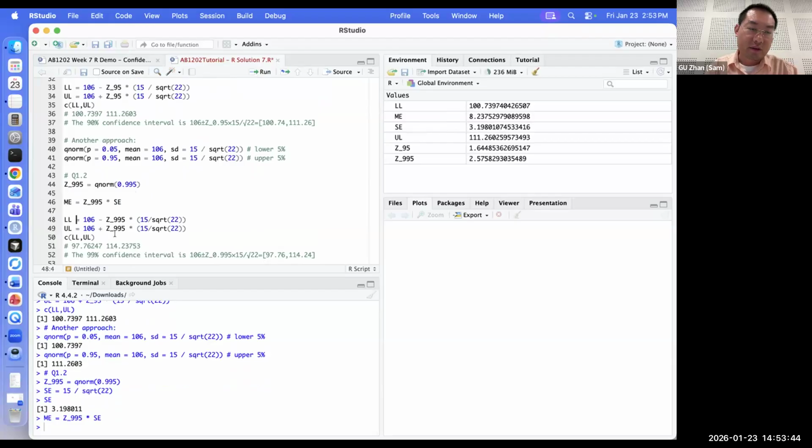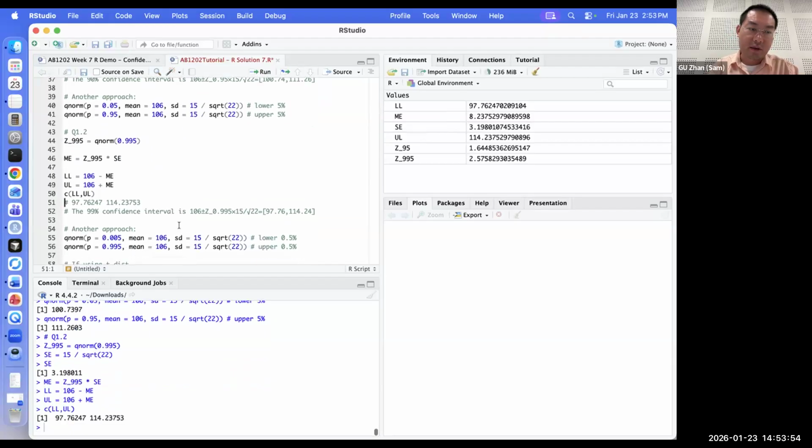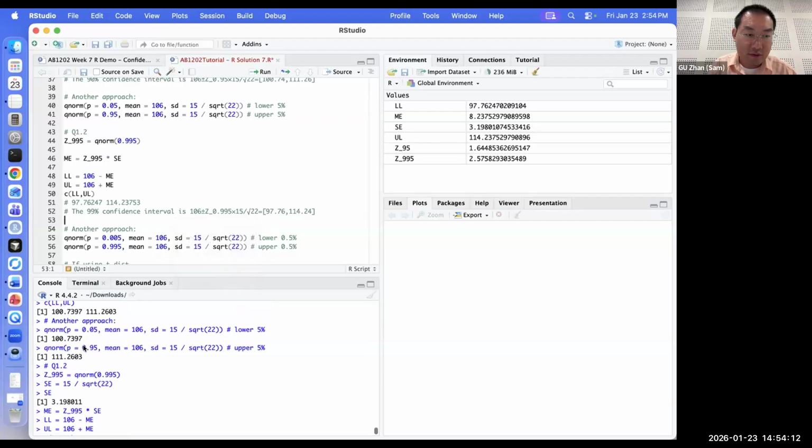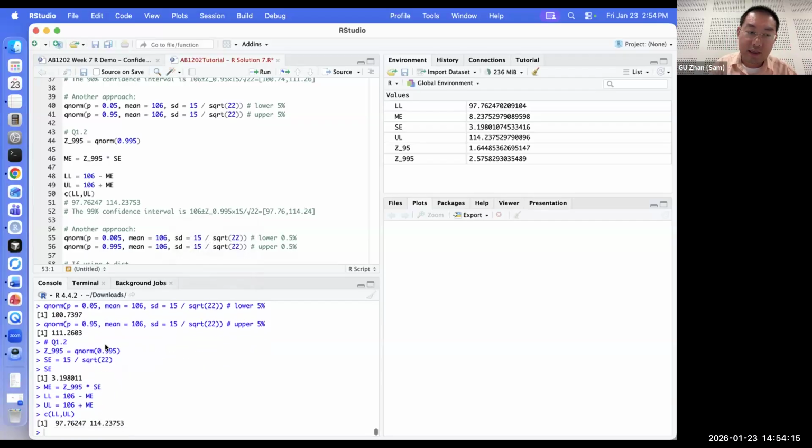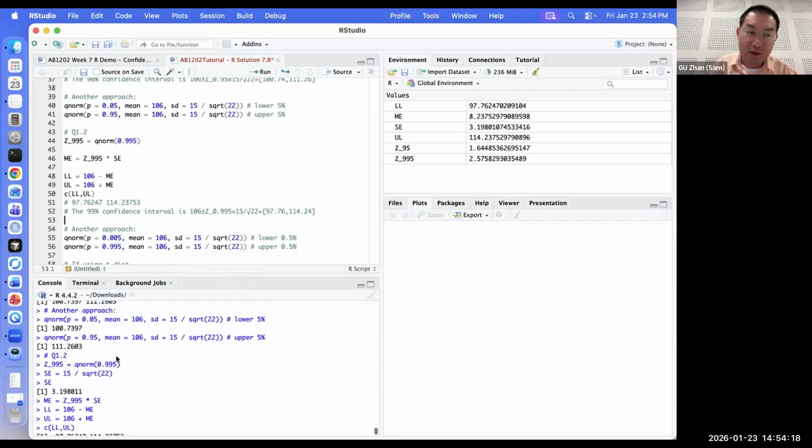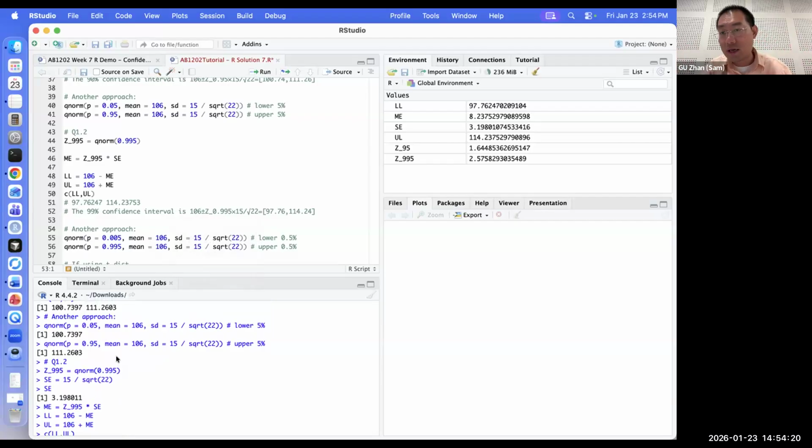Okay, 8.23. So now you get this one minus ME, and this one plus ME. So upper limit, lower limit: 97, 114. In order for you to be more confident, you notice the confidence interval gets wider. You want to be more confident, so it gets wider. From earlier 100 to 119, now it's going to 97 and 114. So wider means more coverage.